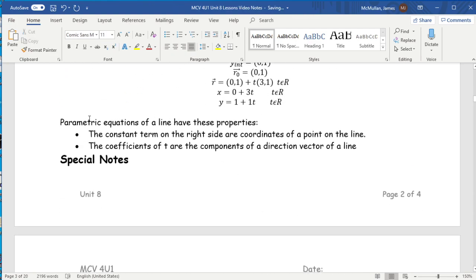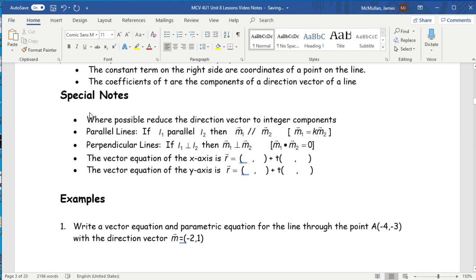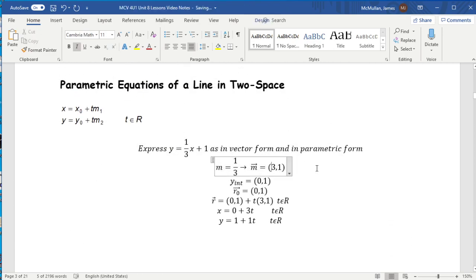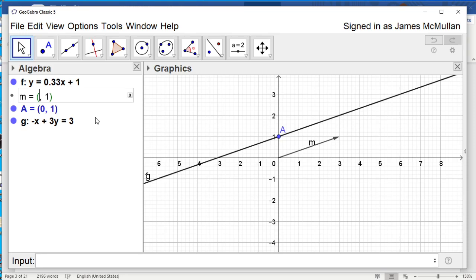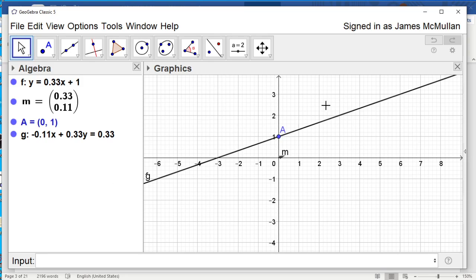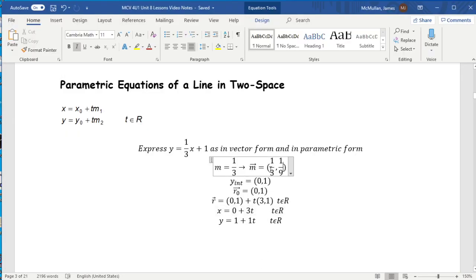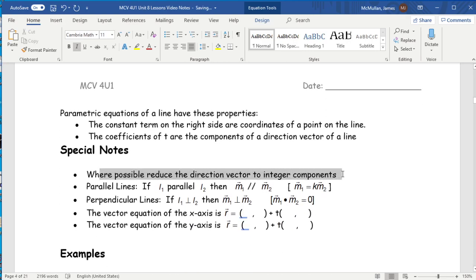Okay, what properties do these things have? Where possible, reduce the direction vector into integers. I would agree with that. There's no reason, for example, to use like 1/3 and 1/9. You could do that, and it would work the same. If I go back here, I could change this to 1/3 and 1/9, and nothing changes. It's the exact same line. But you might as well use the simpler versions, right? You might as well use 3, 1. There's no reason not to.